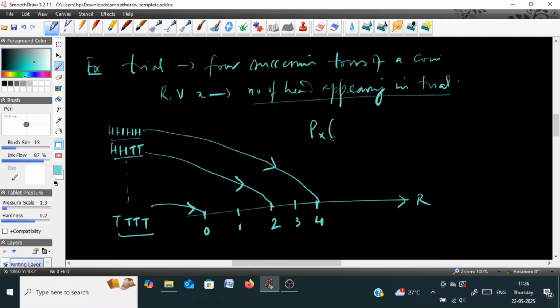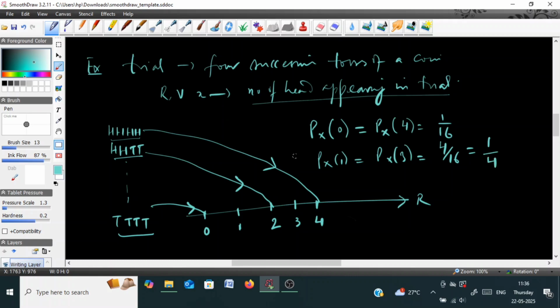Accordingly, you can find the probabilities. The probability of 0 is the same as the probability of 4, and that is simply 1/16. Likewise, the probability of 1 is the same as the probability of 3, which is 4/16, that is 1/4, because we have 4 sample space points which are mapped to 1, and 4 points which are mapped to 3.